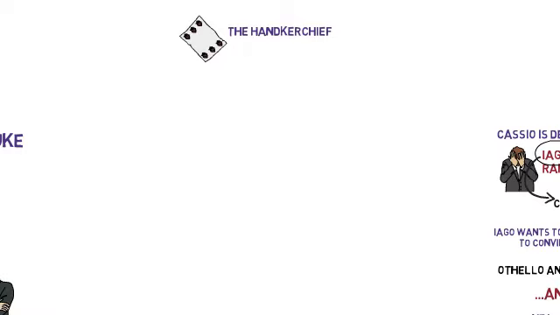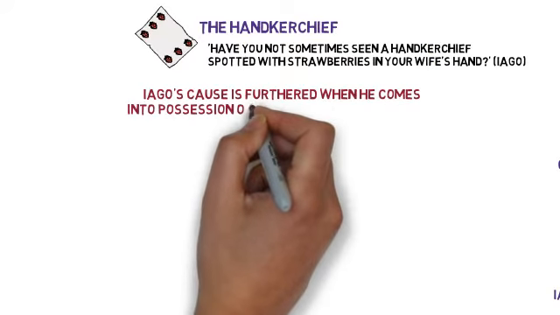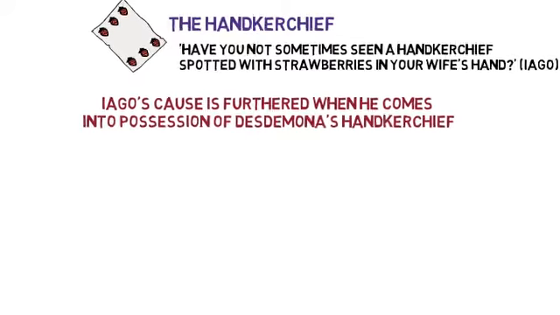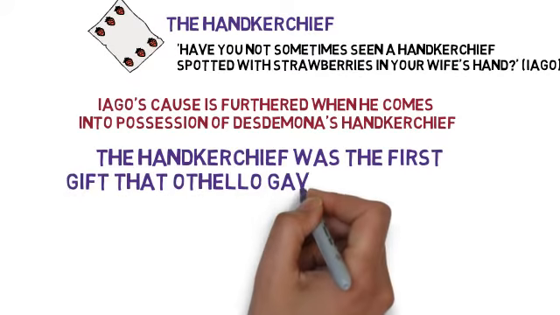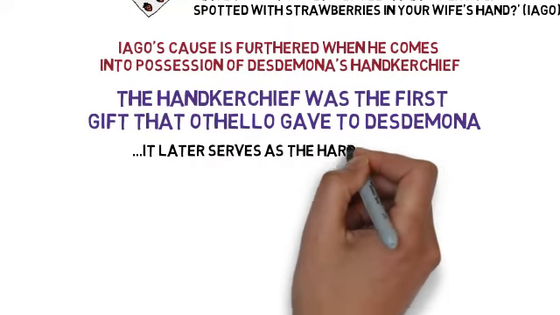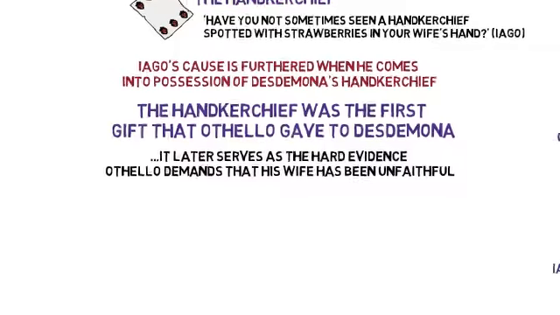Right, we need to now look at this handkerchief, so we'll do a separate section on this. I'll just put up here the handkerchief. Iago's cause is furthered when he comes into possession of Desdemona's handkerchief by way of his wife Emilia, who's Desdemona's attendant. An attendant is a kind of servant and companion. And the significance of this handkerchief is that it was the first gift that Othello gave to Desdemona. It later serves as the hard evidence Othello demands that his wife has been unfaithful.